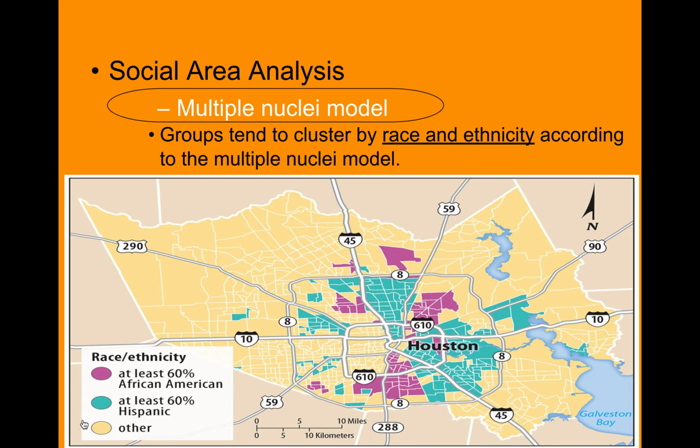The multi-nuclei model tells us the distribution of ethnic and racial backgrounds. And we can see right here enclaves of both Hispanic and African Americans clustered in the central city of Houston. Meanwhile, outside the Beltline, you have the other groups, which are majority white and then disproportionately, but a high percentage of Asian.